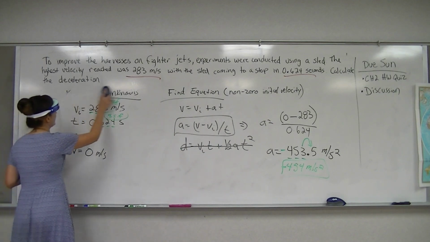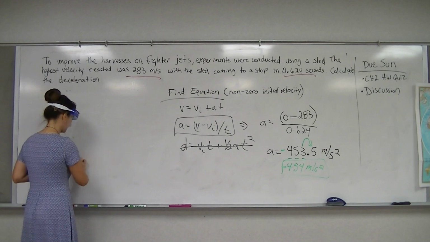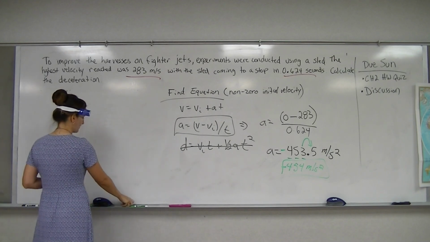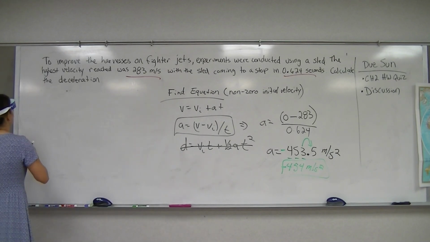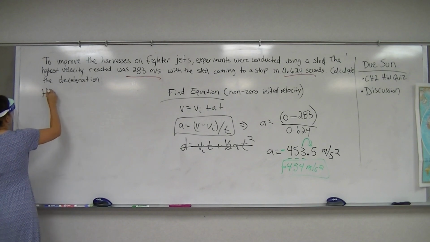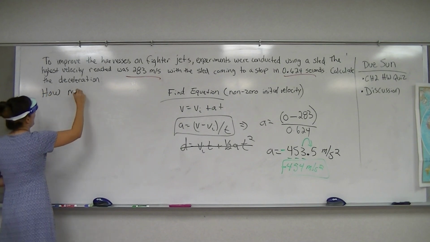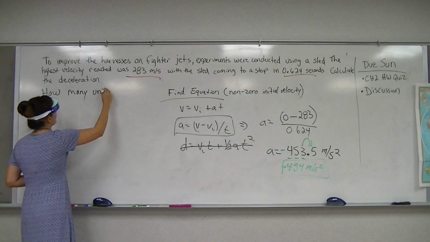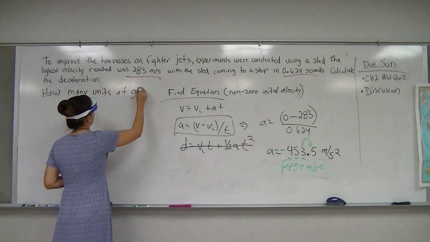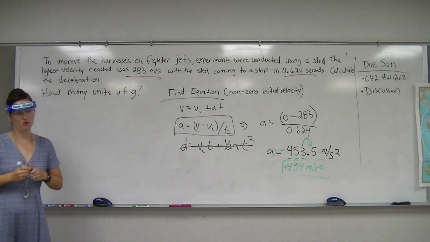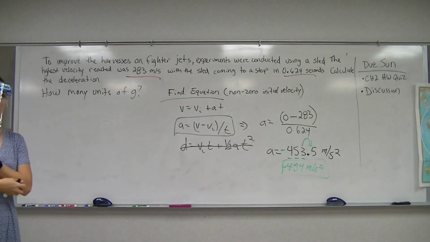So what we're going to do now is we're going to use that acceleration and we're going to convert it to units of g. So I'm adding an extra layer onto this. So how many units of g? Okay, so what is units of g? Units of g is units of gravity.